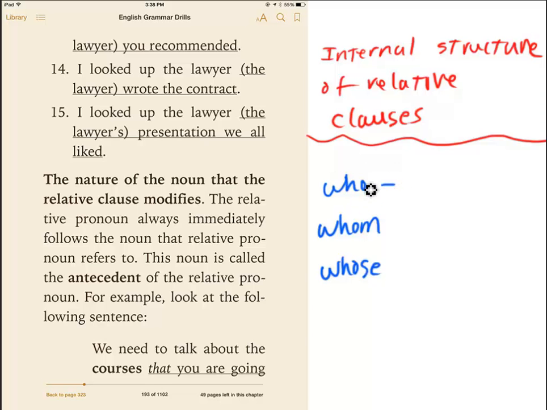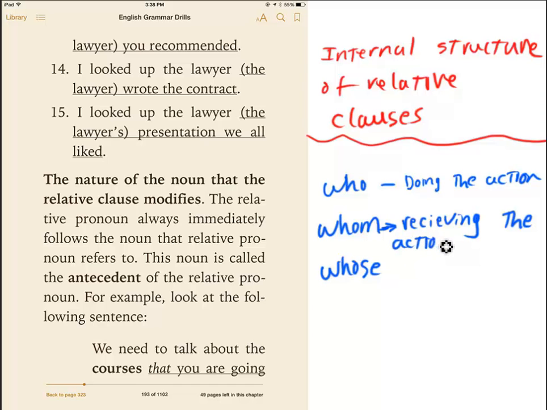Okay, remember a couple of quick rules here. If the antecedent is human, I must use one of these. If the pronoun is doing the action, it is acting like the subject, doing the action. If a linking verb is used, like is or were or are, or this is receiving the action, receiving the action.